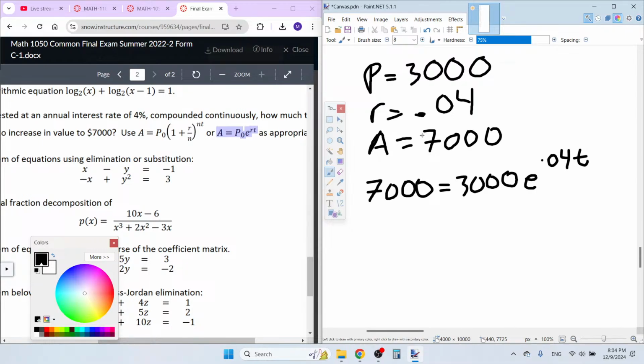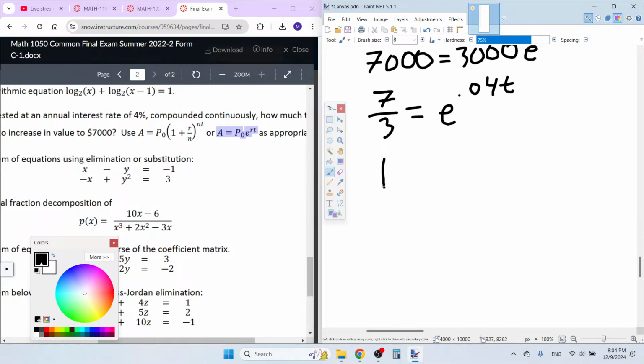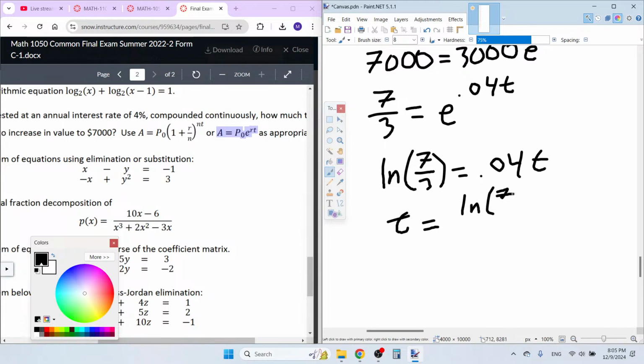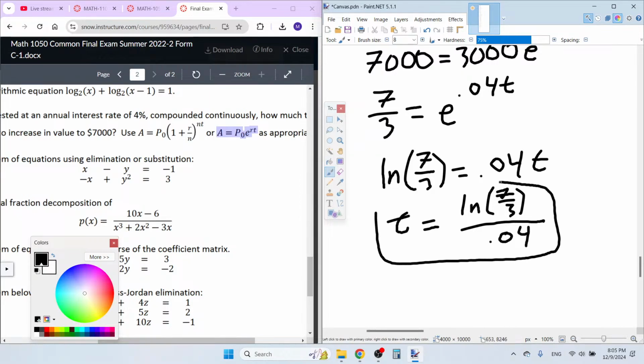First step to do is to divide by 3,000. So we get 7 over 3 after we cancel the thousands equals e to the 0.04t. We take the natural log of both sides. ln of 7/3 equals 0.04t. And we divide by 0.04. T equals the natural log of 7/3 divided by 0.04. And there's our answer.